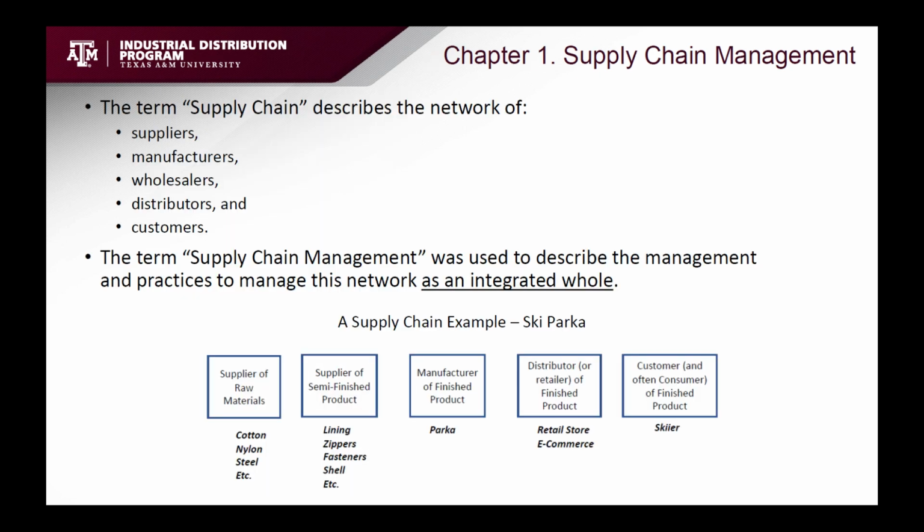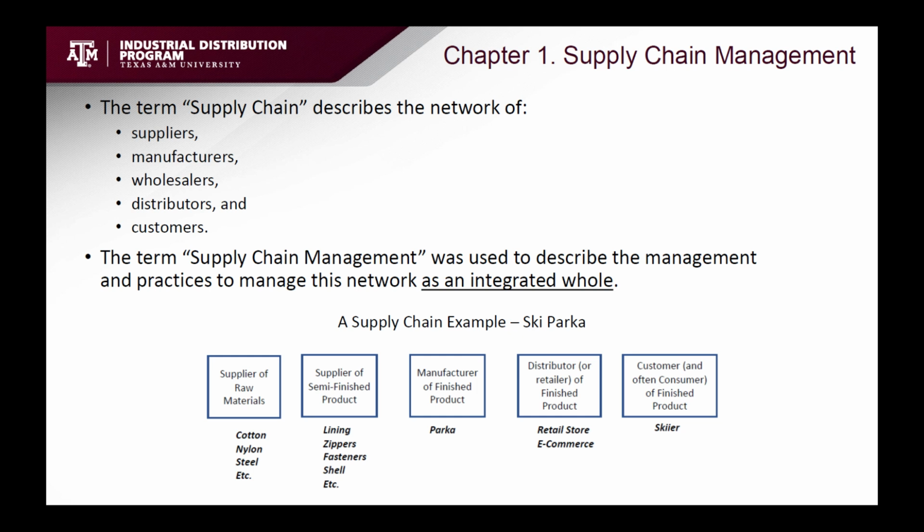Before we dive into the analytical models that'll keep us busy all semester, we need to get something straight. What is a supply chain really? So here's the definition. A supply chain is basically the network of every party involved in moving a product from raw material all the way to the final customer. That includes suppliers, manufacturers, wholesalers, distributors, and the customers themselves.